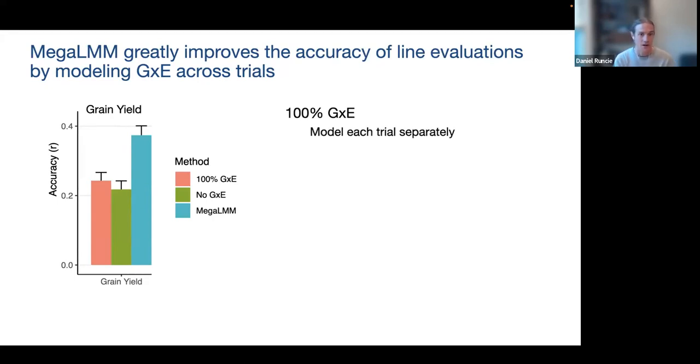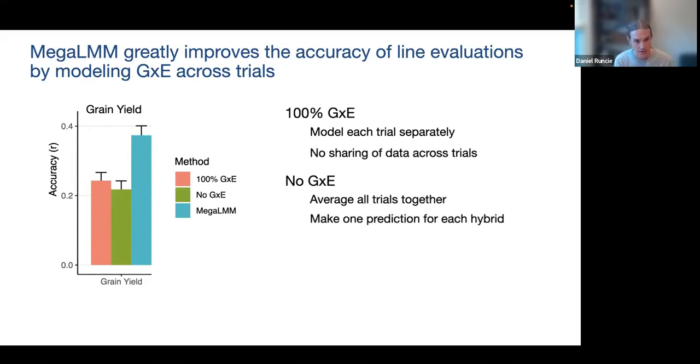What I mean by this is we model each trial separately. So we're basically assuming that the performance in each trial is completely independent, and so there's no sharing of data across trials. Going in the completely opposite direction, I call it a method with no G by E, by which I mean we effectively average all trials together, make a single prediction of the relative performance of each hybrid, and then use that same prediction in every one of the trials. MegaLMM is basically an interpolation between these two extremes.